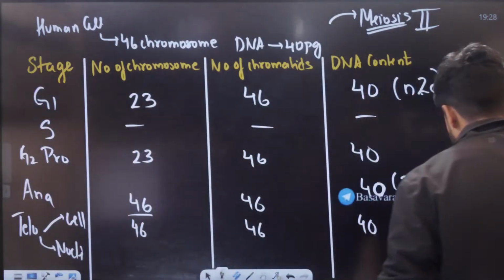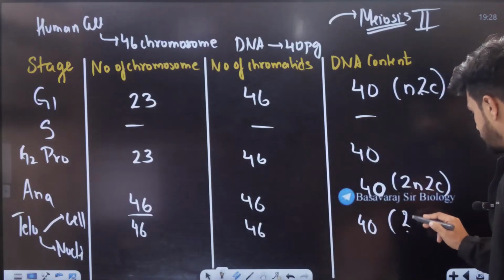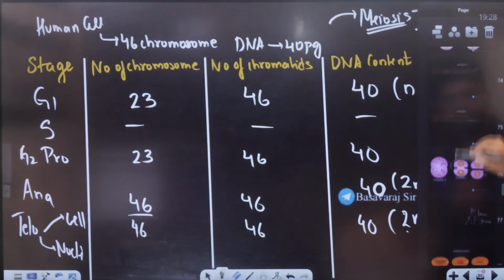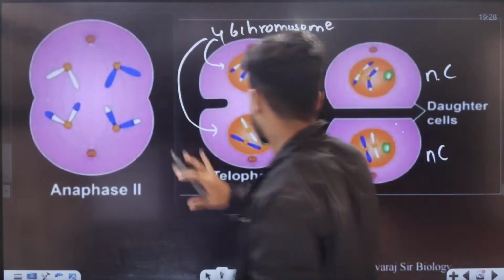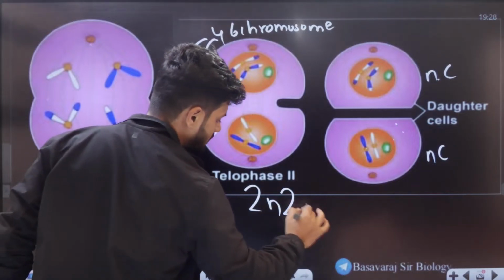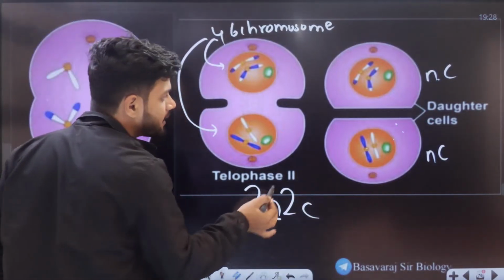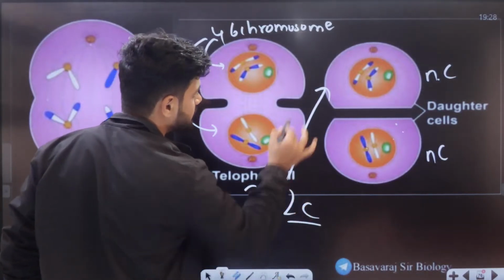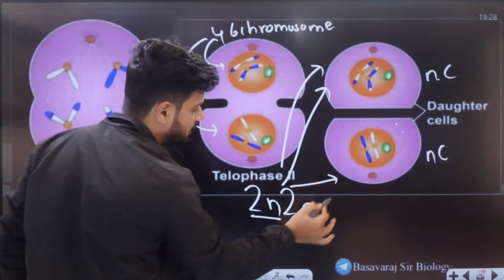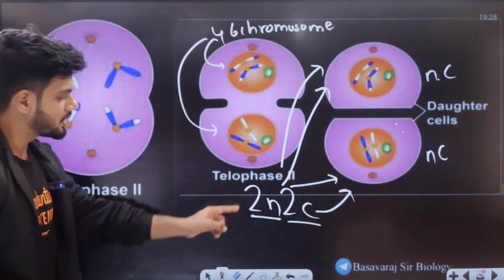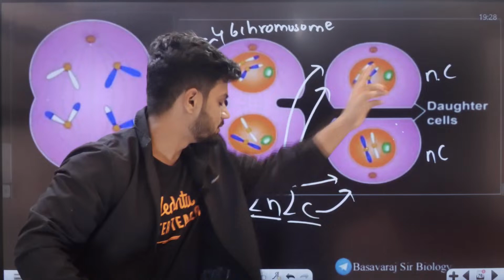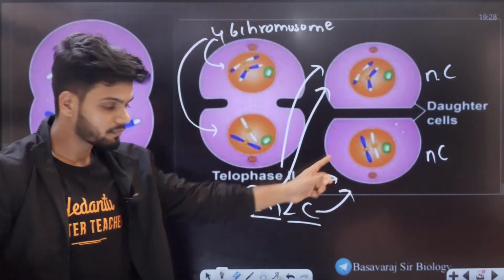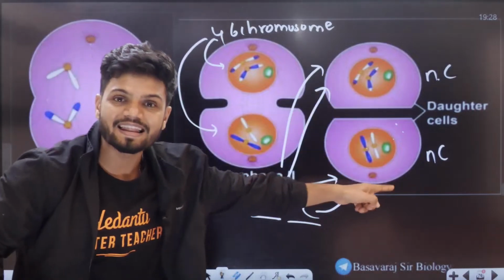Now, nuclei, you understand what happens. 2n 2C is the entire cell, even in telophase per cell. Half of this n is going to go this side, half of this C is also going to go this side. Half of this n will go this side, half of this C will go this side. So n is going this side, half C, that is only C, is going this side. So nC and nC.